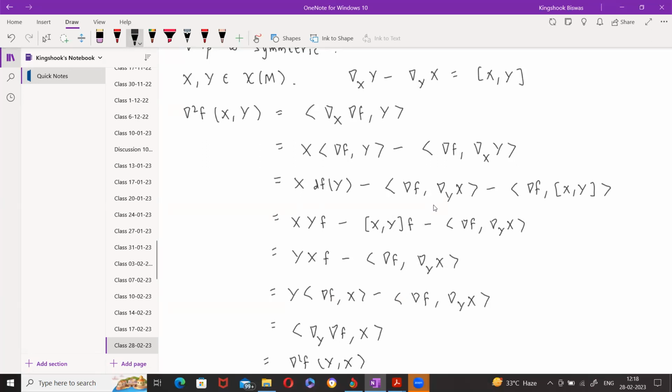Is this clear? Yeah, it's clear. Okay. So the Hessian is symmetric. So as you can see, the symmetry of the Hessian follows from the symmetry of the Levi-Civita connection. Right? That's what we use to prove the symmetry here.